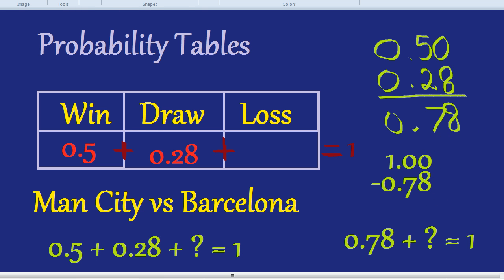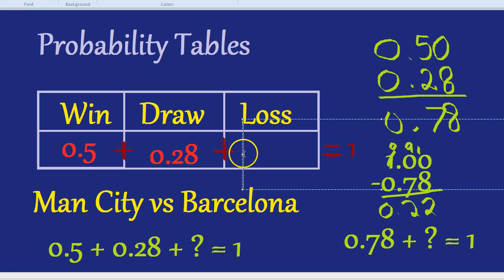0 take away 8 we can't do, so we're going to have to borrow 1 from our older brother 10 here. That 1 becomes a 0, the 0 becomes a 9. If you're not sure about subtracting, I have done another video on that, so check that out. And this 0 becomes a 10. 10 take away 8 is 2, 9 take away 7 is 2, and 0 take away 0 is 0. So the chances of Manchester City losing is 0.22 or 22%.